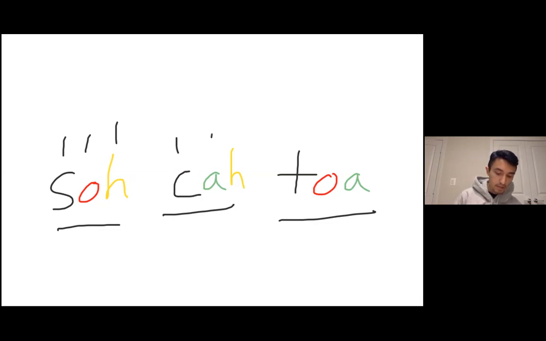Cosine is adjacent over hypotenuse, tangent is opposite over adjacent. Okay, SOHCAHTOA. Everyone learns that. I definitely did when I was in high school. All right, let's actually do an example, something more interesting. Let's get a triangle here.